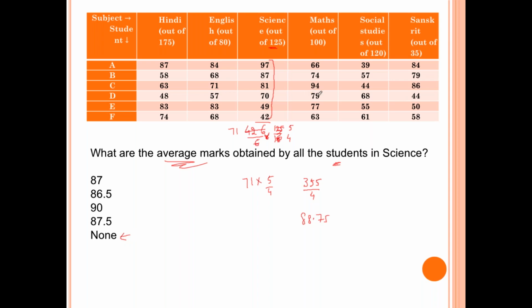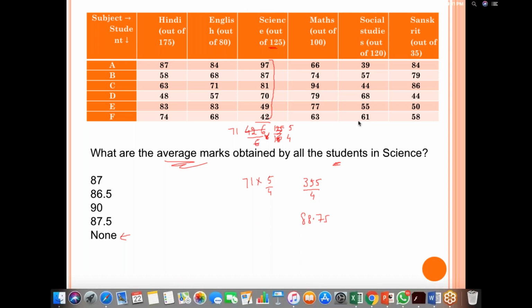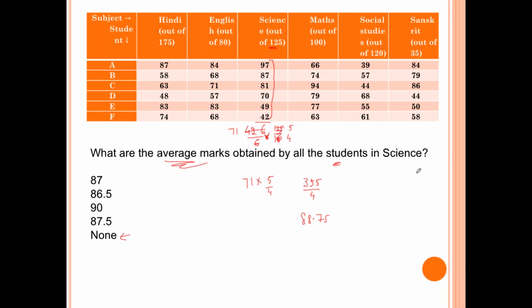Yes, those who all answered 88.75 are absolutely right. So it should be 88.75 with none of these as the answer. I'm moving to the next question. It was a relatively easy question, but you need to be very careful while doing this kind of question.